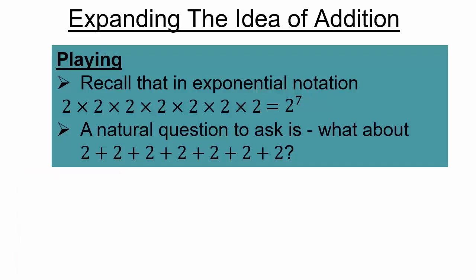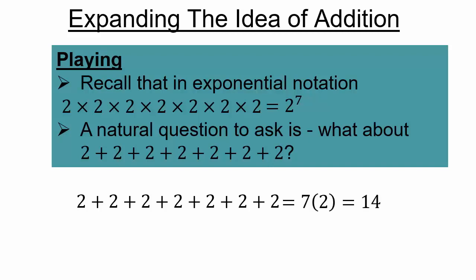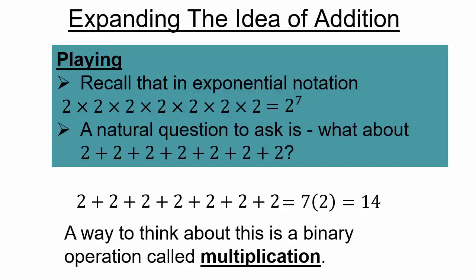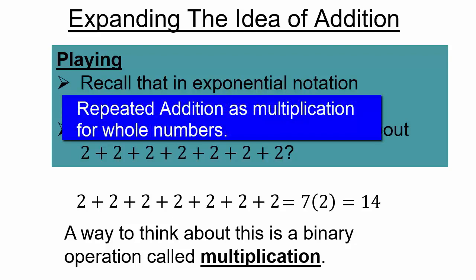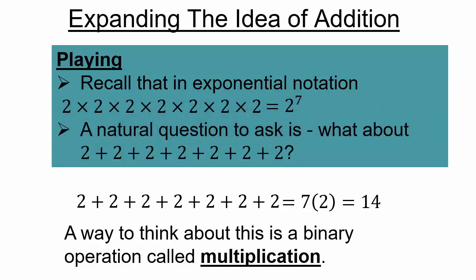All right, so let's take a look. We know that when you add like terms, you get copies of that unit so many times. So in this case, we're going to have 7 copies of 2. So we're going to have 7 times 2, because you're adding 2 7 times, which will in this case be 14. And so we are moving into thinking about addition, repeated addition, at least for whole numbers, as a new binary operation called multiplication. So let's go talk about what this multiplication is all about.